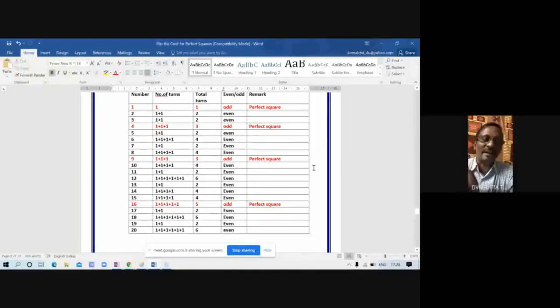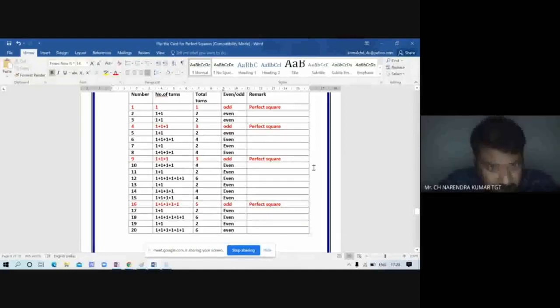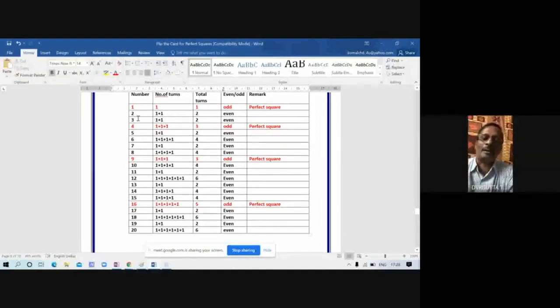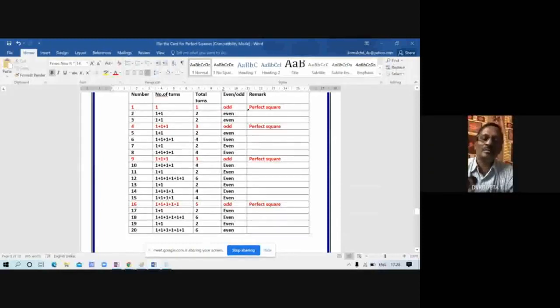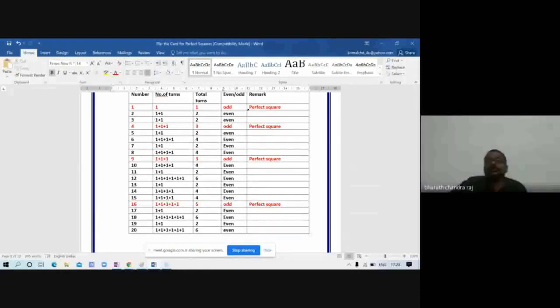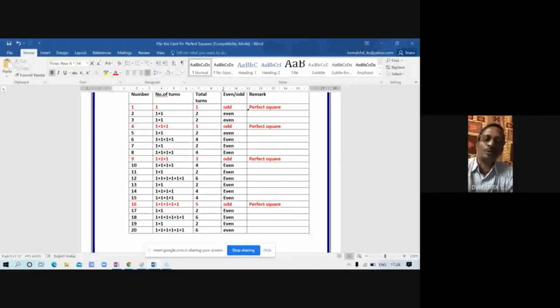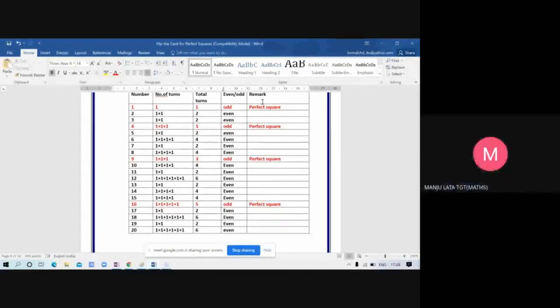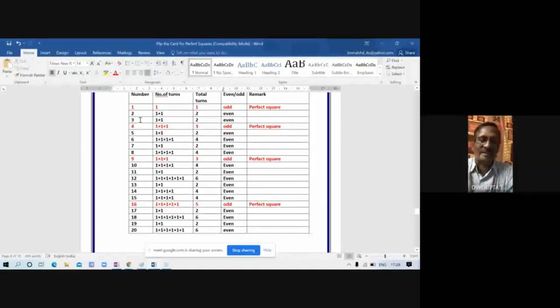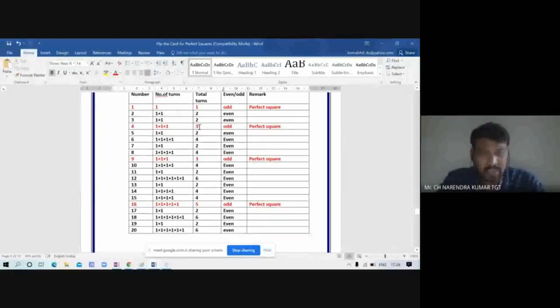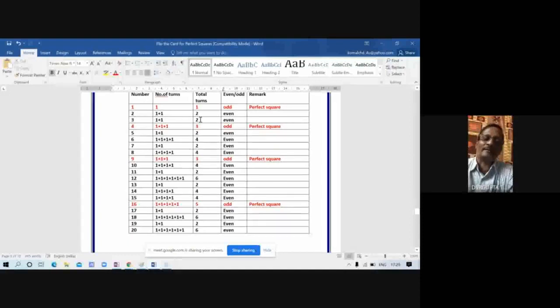Sir, if the frequency is 1, it is neither prime nor composite, it is a unique number. If the frequency is 2, it is an even number. If the frequency is an even number, it is not a perfect square number. It is a composite number, or an even number.